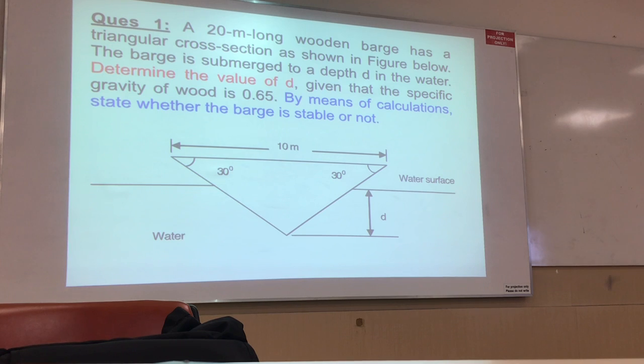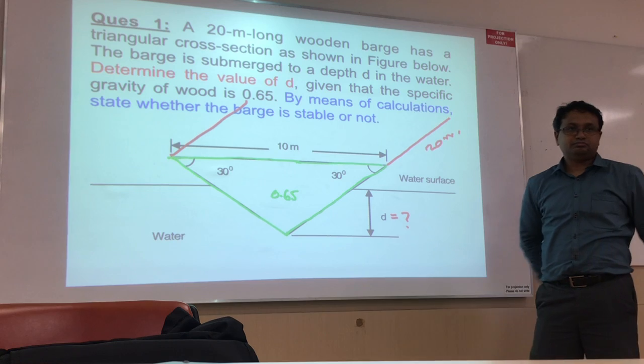In that question they tell you what is the value of D. And Z direction, the length is 20 meters. Right? This direction is 20 meters. And the specific gravity of the wood. So this is the wooden barrage. I put this one on green. This is the wooden object. And you can see the specific gravity of the wooden object is 0.65. Okay, done. So how can you calculate the value of D? How? Any idea?